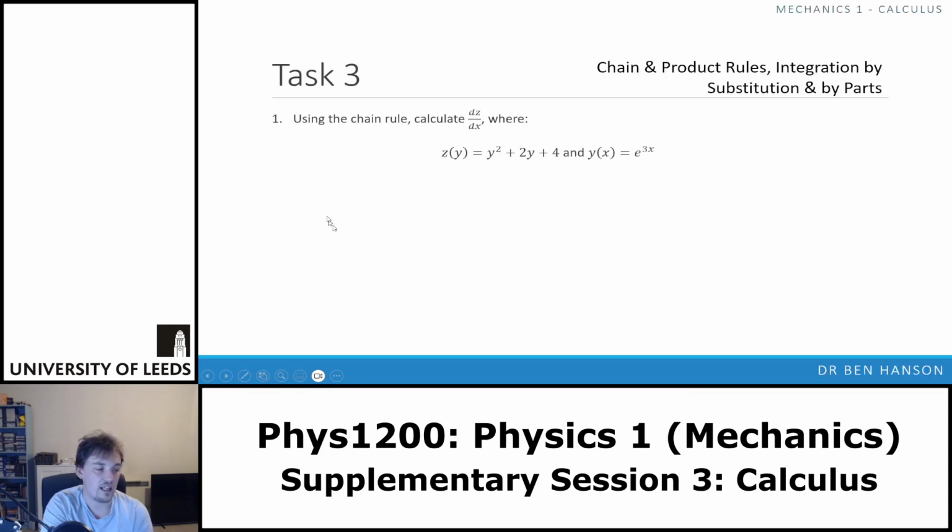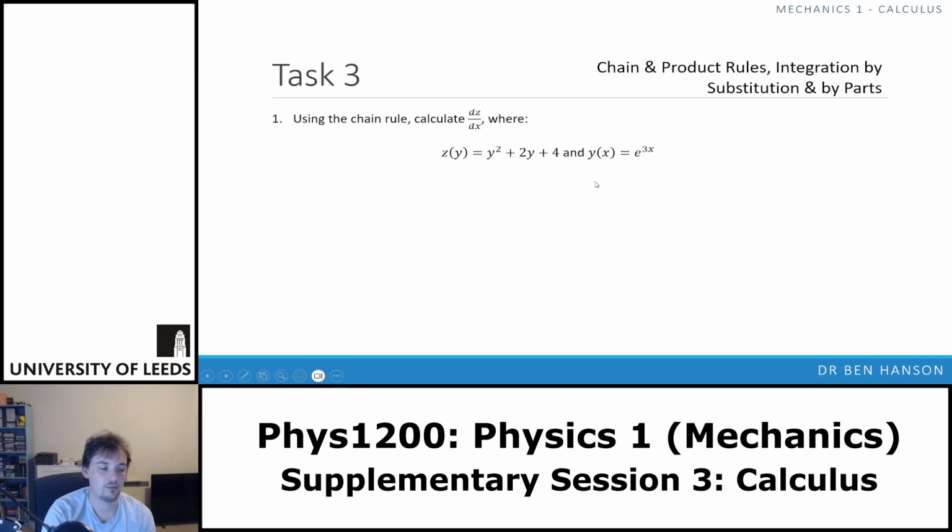And so task 3 is to use the chain rule to calculate dz by dx where there is a function z of y and a function y of x. So one thing you could do is just take y and substitute it straight in to get z of x, and then calculate z of x explicitly. But I think it's really useful to use the chain rule. So the chain rule: dz by dx is dz by dy times dy by dx.